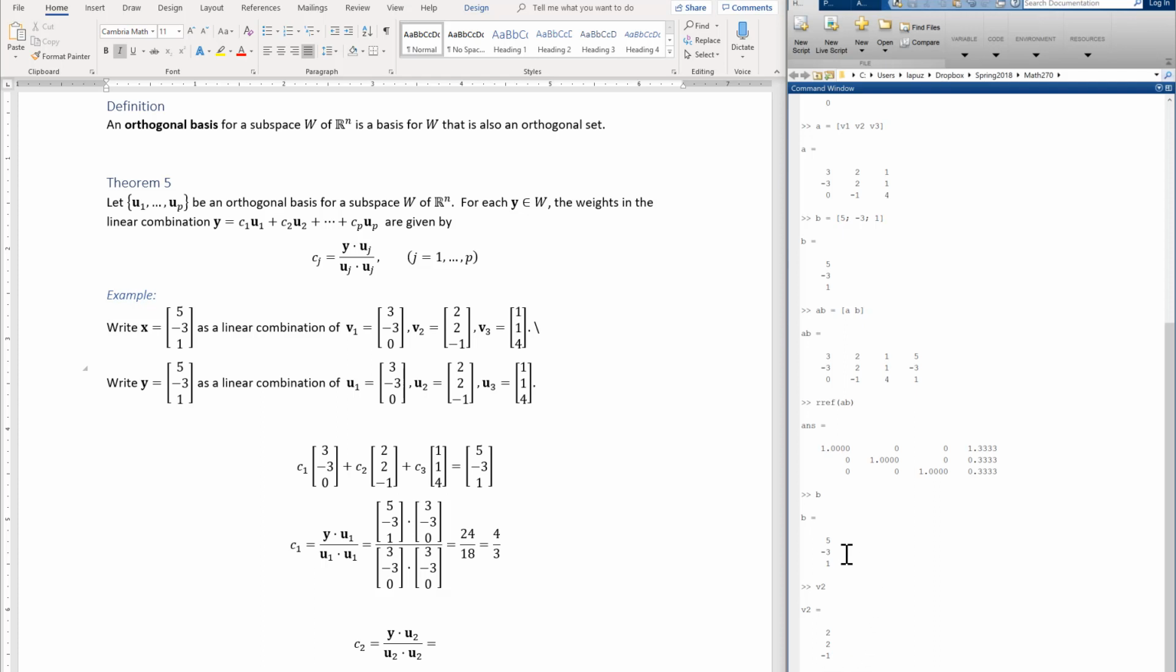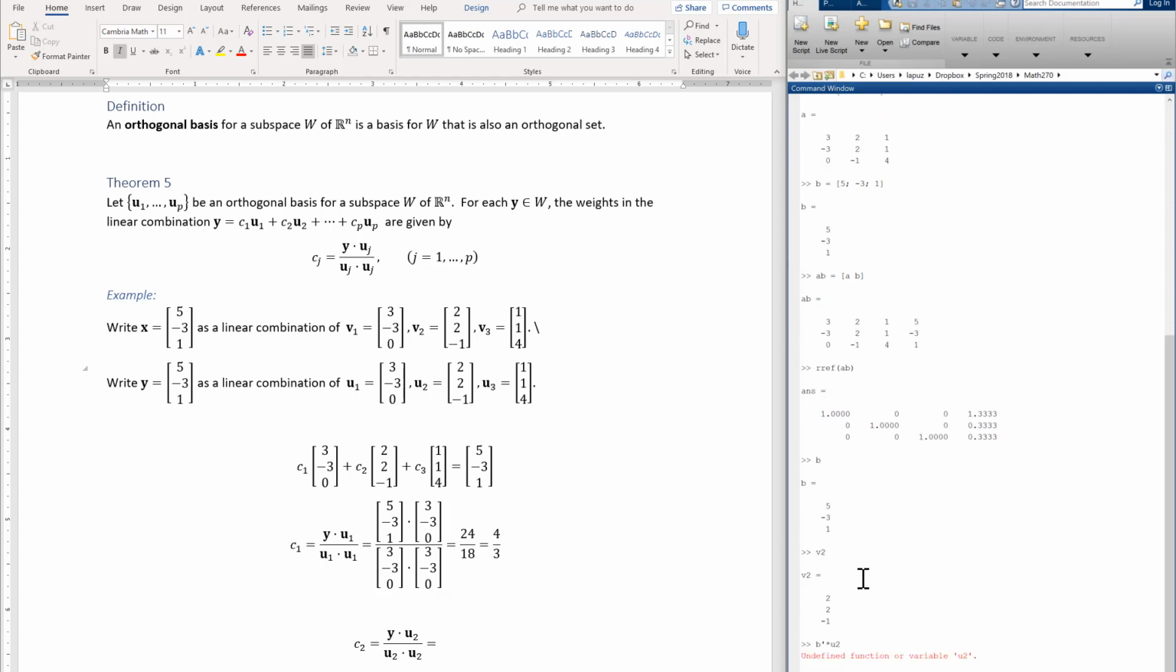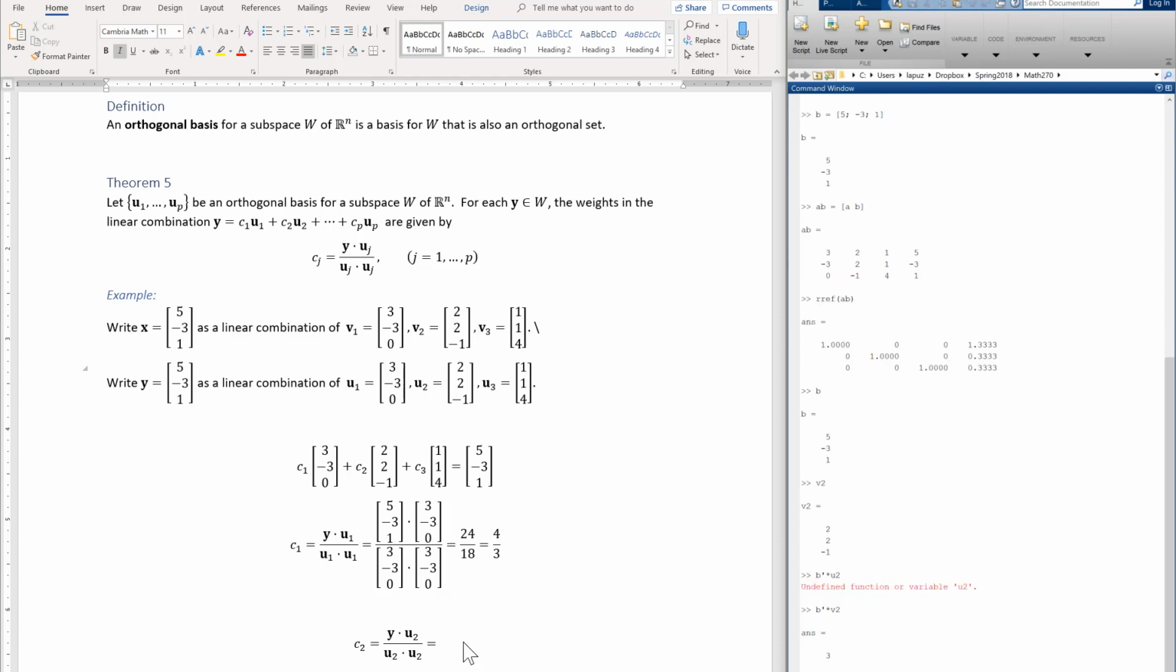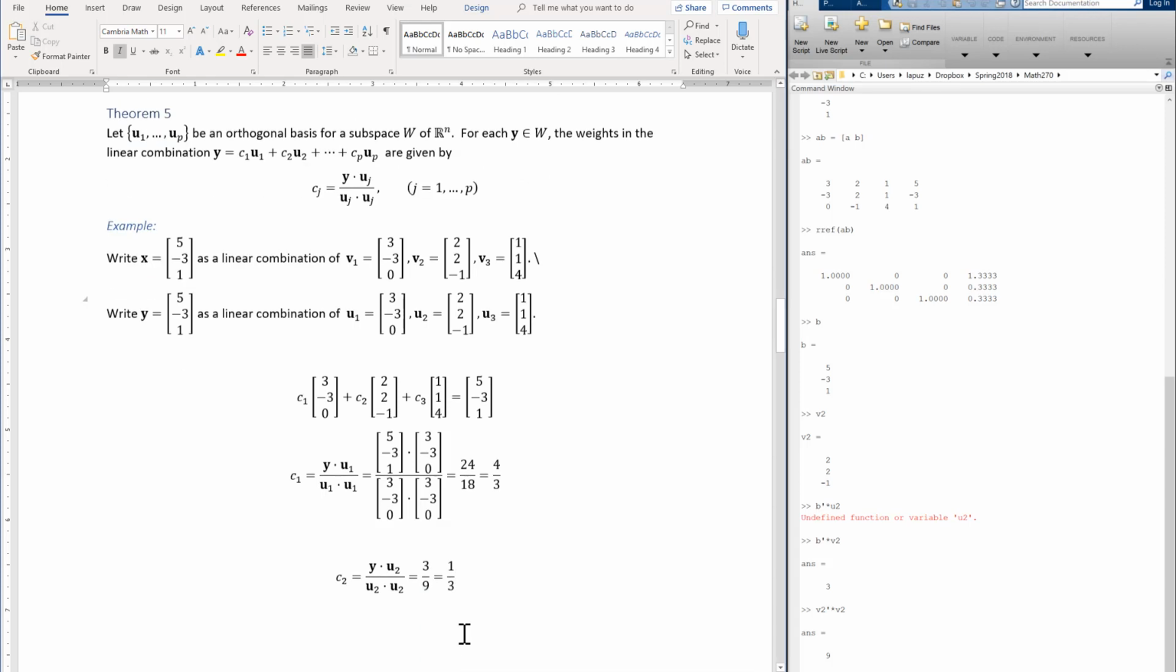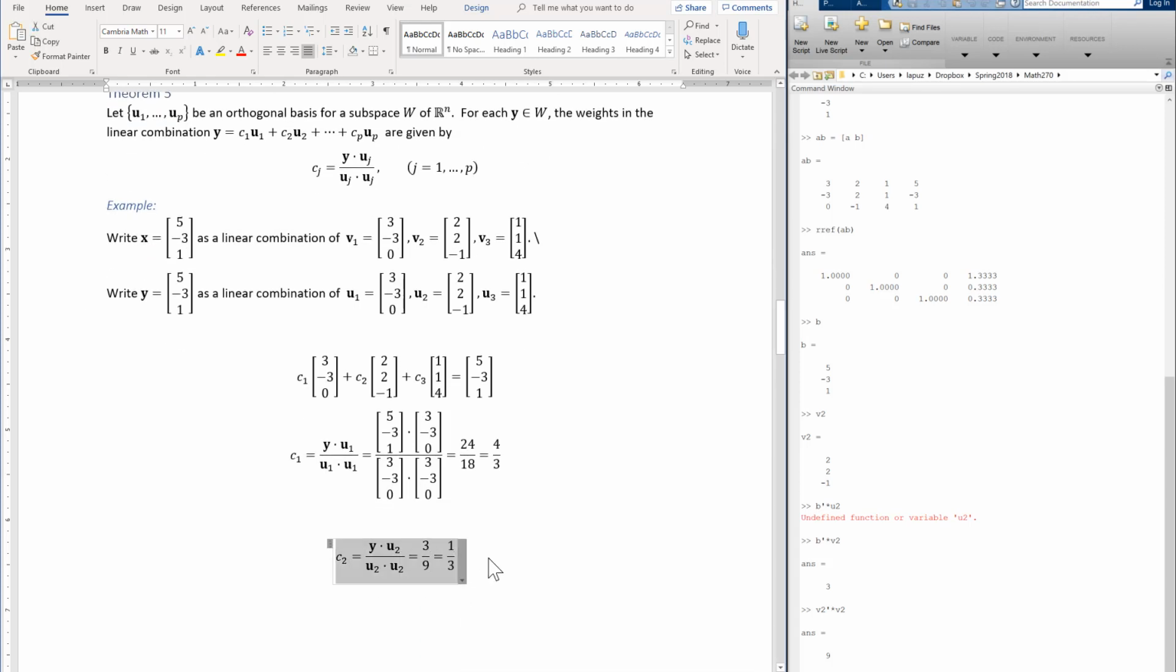So B transpose times U2 is going to be the numerator. Oops, I'm sorry. That's B transpose times V2. And so we're going to get 3. And then V2 transpose times V2 is the denominator, so that's 9. And that is 1/3, which is what we got earlier, and then we'll finish it up with trying to figure out that last one.